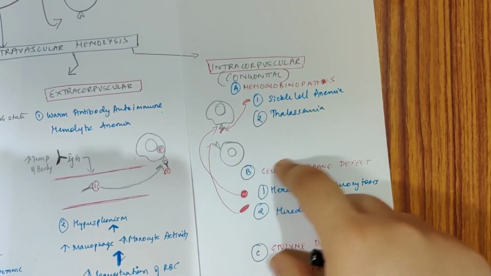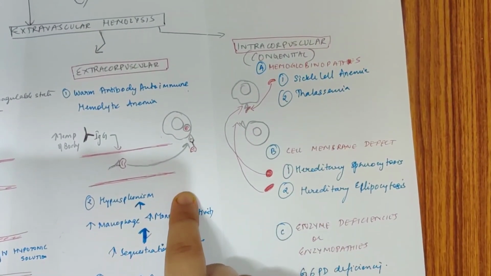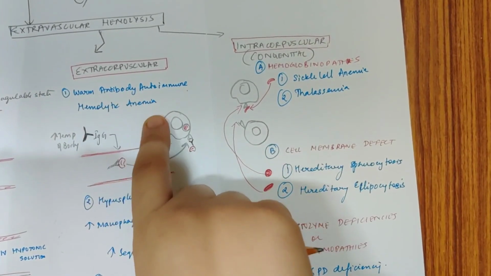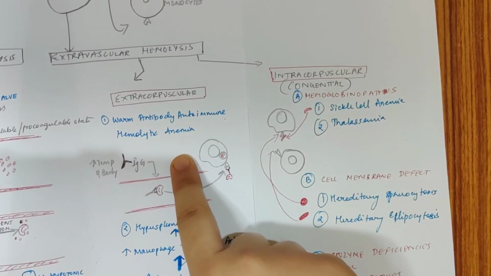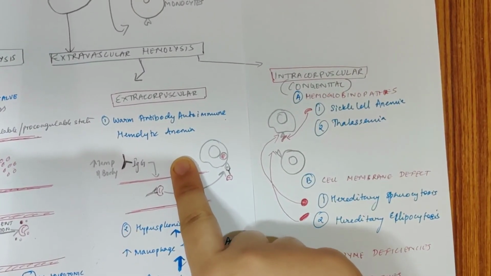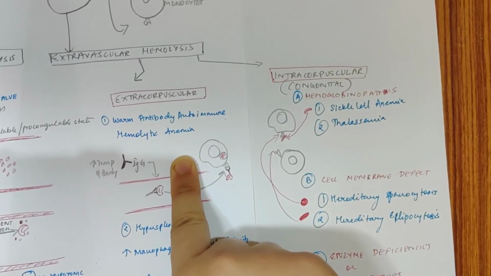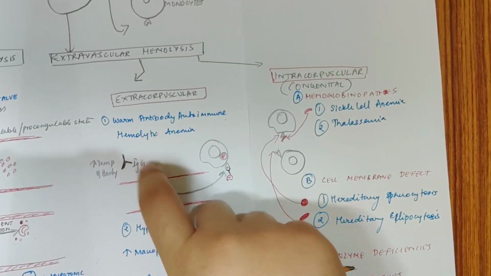Intracorpuscular means inside the red cell membrane. So what happens in extracorpuscular? Here you have something called the warm antibody autoimmune hemolytic anemia. If you read hemolytic anemia in the first classification, you have something known as the autoimmune hemolytic anemia. Autoimmune hemolytic anemia can be warm or can be cold.